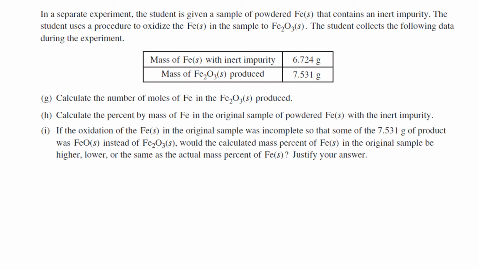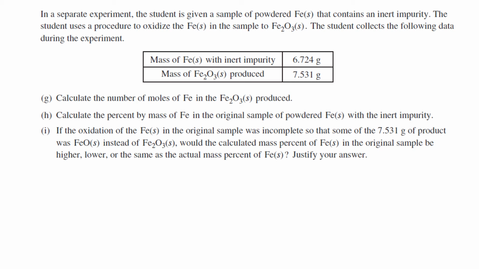This last part of question 3 involves a separate experiment where the student's given some powdered iron solid that contains an impurity. They use a procedure to oxidize iron to iron 3 oxide, and they collect the following data from the experiment. 3 parts to this problem. We're going to break them up. The first part is we've got to calculate the number of moles of iron produced, calculate mass percent, and then explain what would happen if there was some experimental error.